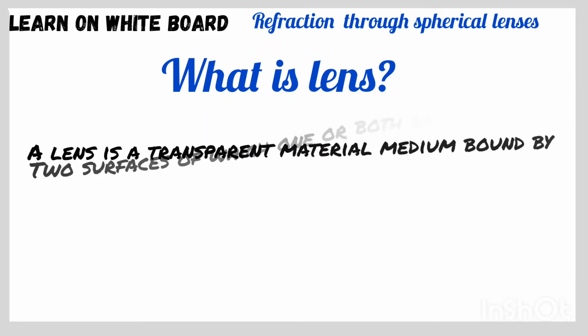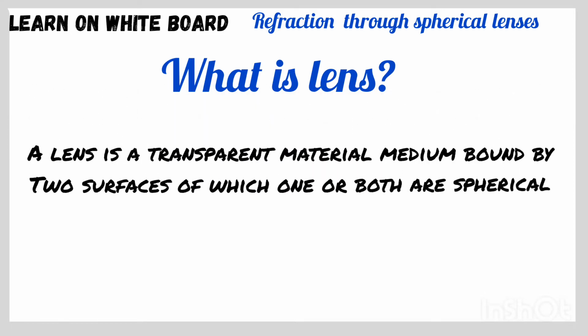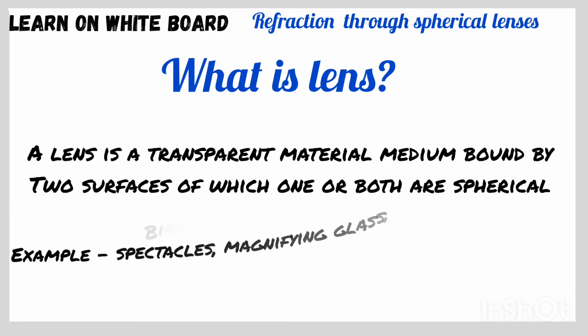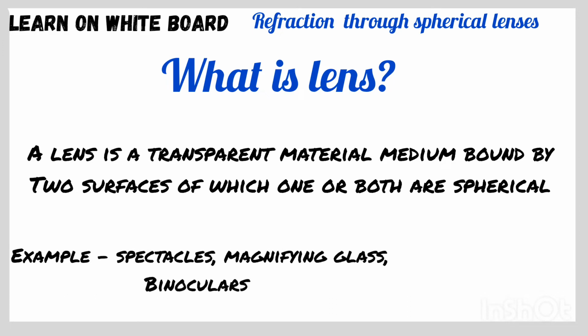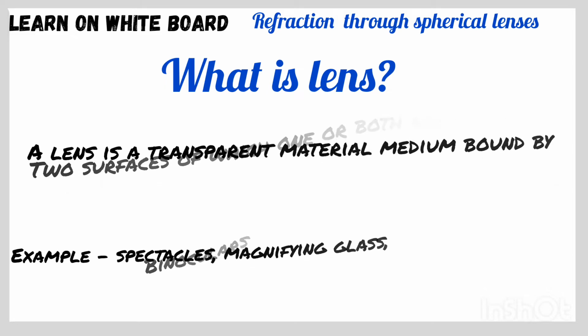A lens is a transparent material medium bound by two surfaces of which one or both are spherical. Example: spectacle, magnifying glass, binocular.